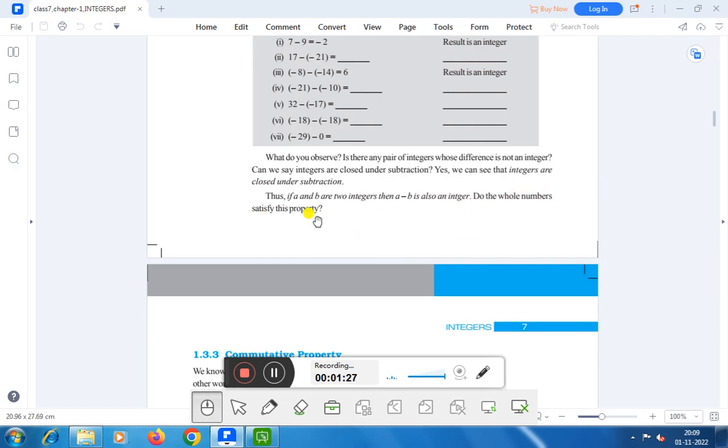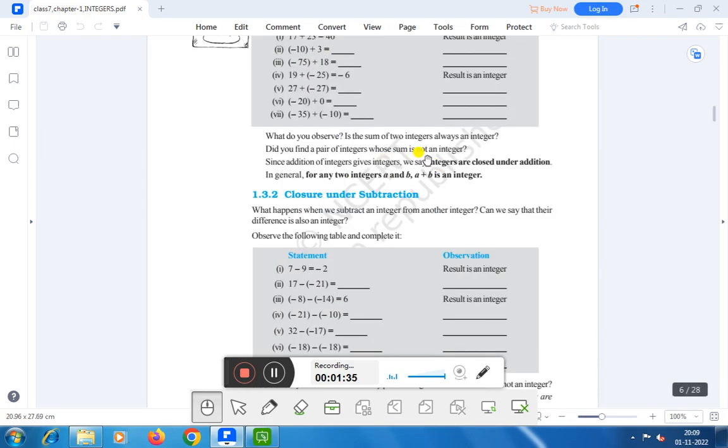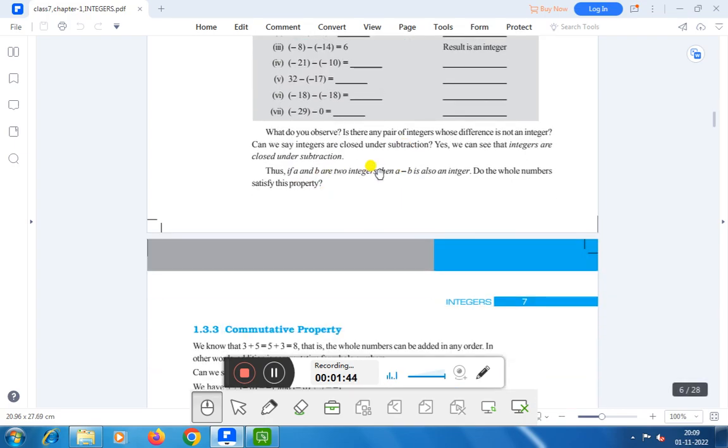Do the whole numbers satisfy this property? Yes, right? Therefore, we can say that integers are closed under subtraction and integers are closed under addition. Integers are closed under addition, integers are closed under subtraction, both, right? That is, if a and b are two integers, then a minus b is also an integer.